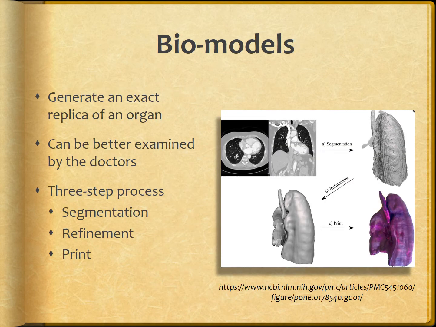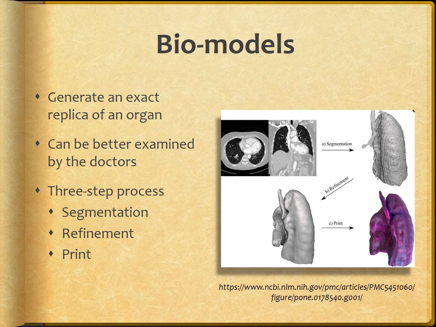The first topic we're going to cover is biomodels. Biomodels give doctors and practitioners the ability to 3D print an exact replica of the patient's organ from an ultrasound, MRI, or CT scan. This helps the doctor make a better diagnosis and sometimes even change their original diagnosis based on information that can be better examined with the 3D model instead of the 2D scans. These 3D models are generated by a three-step process that can be seen on the image on the right that take a digital image and enables them to be printed.